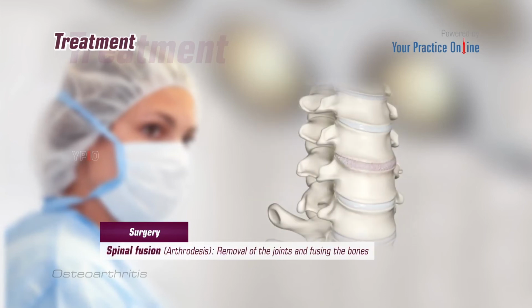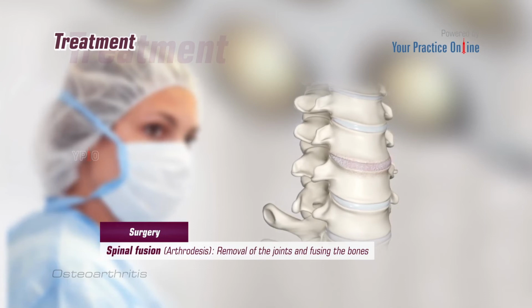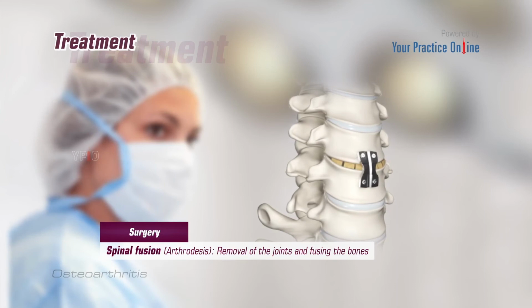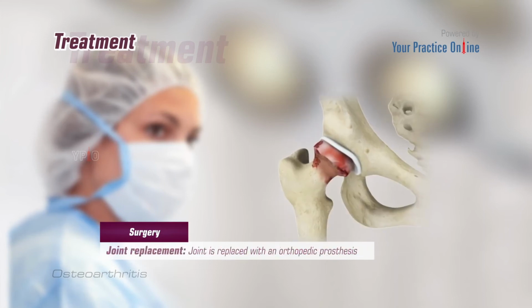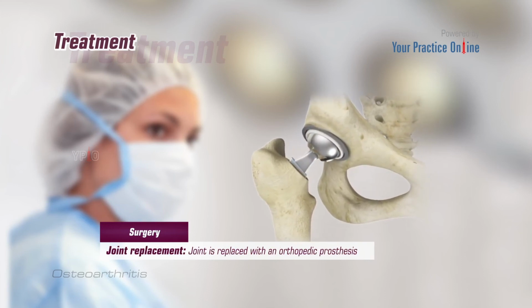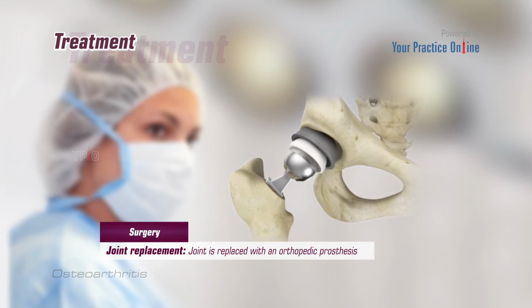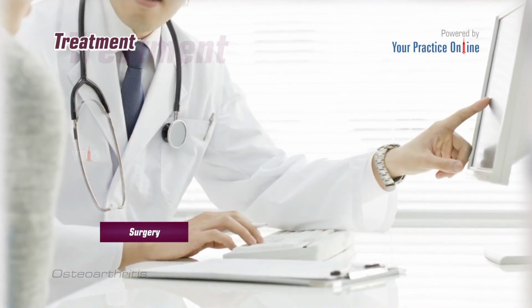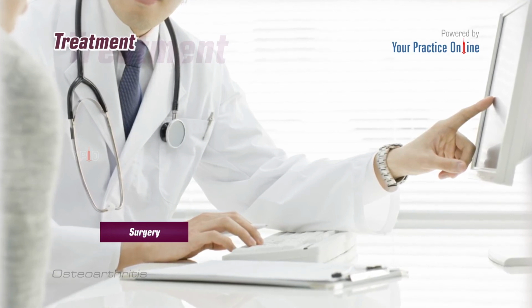Spinal fusion, also called an arthrodesis, involves removal of the joints and fusing the bones of the joint together using metal wires or screws. Joint replacement surgery is considered as an option when the pain is so severe that it affects your ability to carry out normal activities. Your surgeon will discuss the options and help you decide which type of surgery is the most appropriate for you.